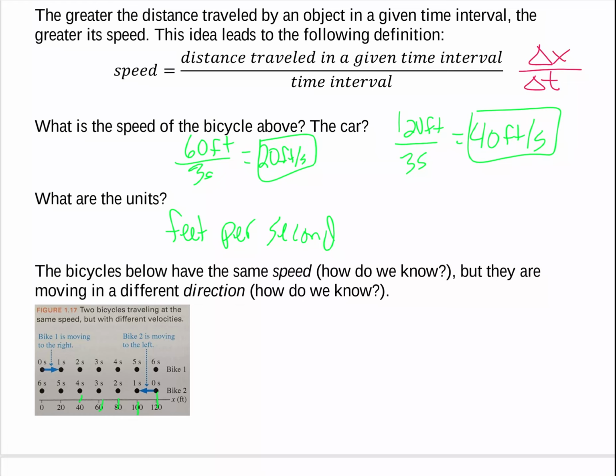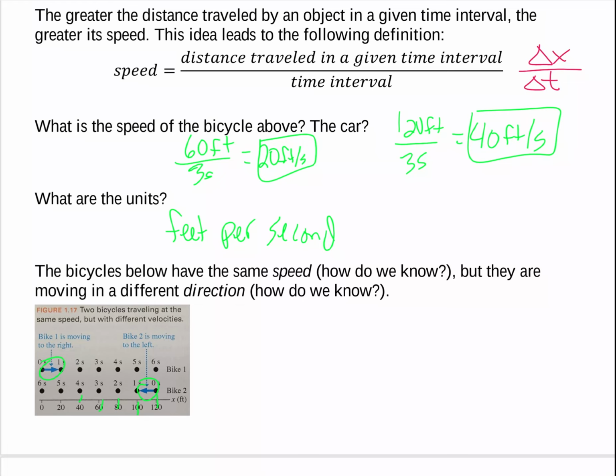Now, they're moving in a different direction. How do we know that? Because it shows arrows of where it's going. That's right. The arrows here are indicating that bike 2 is moving to the left, and here bike 1 is moving to the right. Also, we have the labels, 0 second, 1 second, 2 seconds, going in opposite directions, okay?